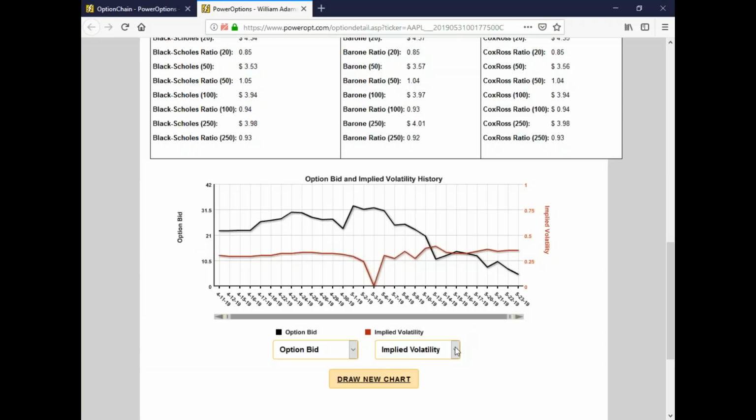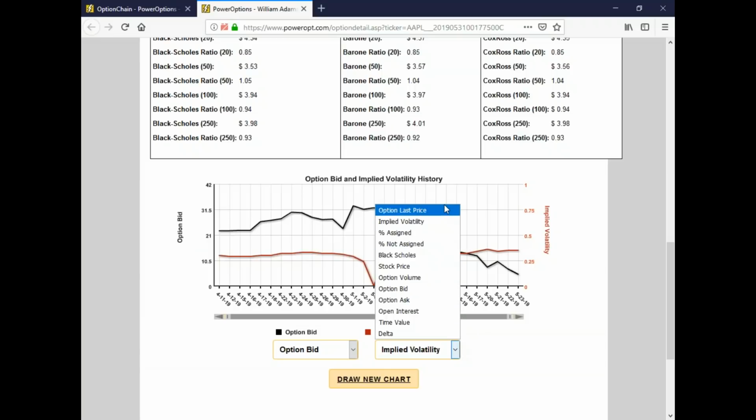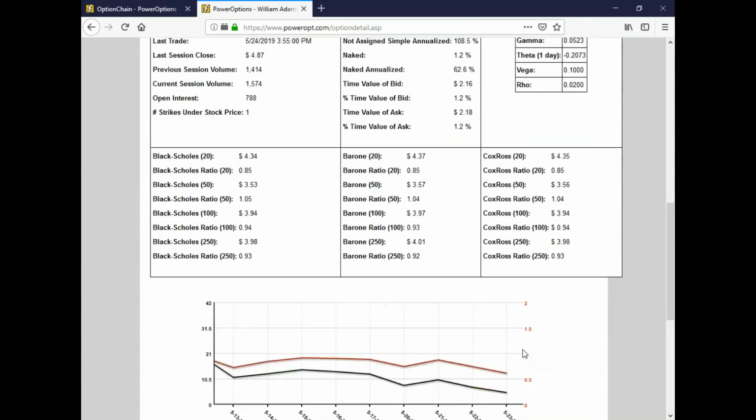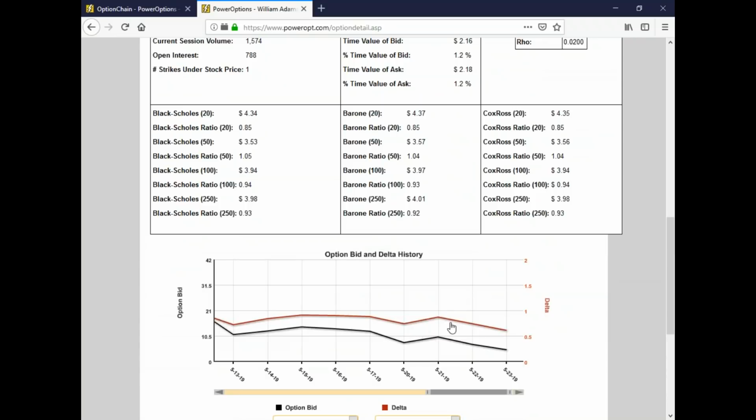And you can change the chart as well. So you can look at option last price versus implied volatility, Black-Scholes, stock price related to option price, option volume, option bid, ask, time value, of course, or delta as well. So we can just change that there, draw the new chart, and now we'll have, of course, option bid versus the delta, which, you know, would kind of always look the same as the stock fluctuates up and down.